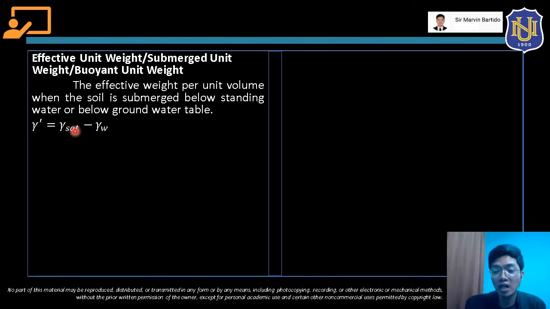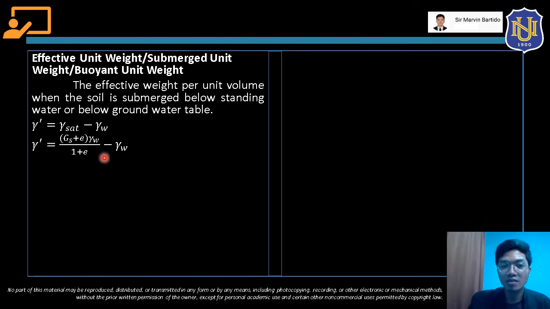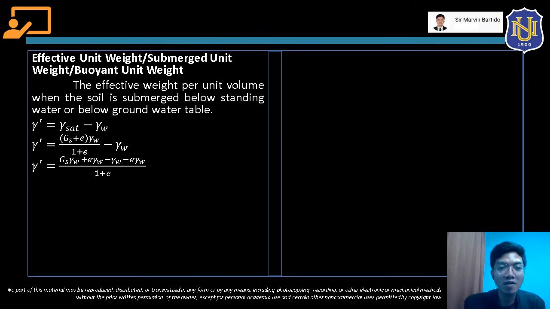So ito yung gamma ng saturated na lupa. Tapos, isubtract mo class yung gamma ng water. So, to simplify this, so yung gamma sat, di ba, na-derive na natin yan. No? So, ito class yung formula natin for gamma sat, no? In terms of void ratio. So, this is (G sub S plus e) times gamma ng water over 1 plus e, minus gamma ng water. So, pwede natin i-factor out dito or siguro, pagsamahin natin in one fraction para mas madali. So, kunin natin yung common denominator nila, which is 1 plus e. Tapos ito na din mismo. Tama? So, i-distribute lang ito, G sub S times ito. Ito yun. Tapos ito times ito.